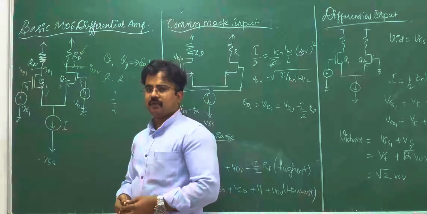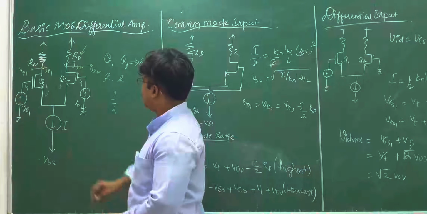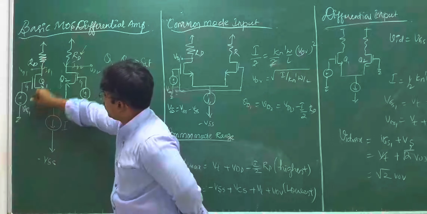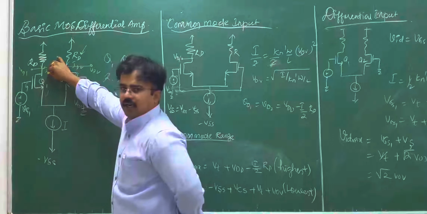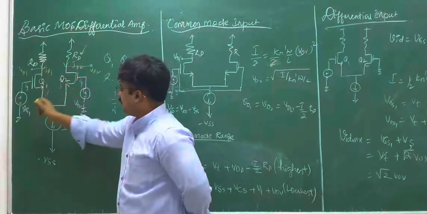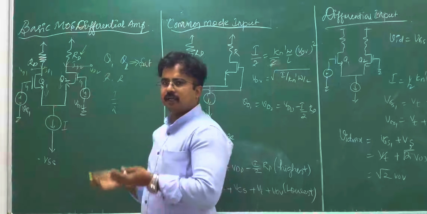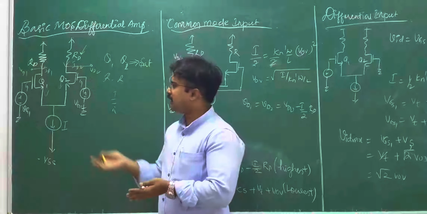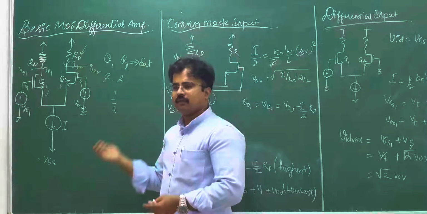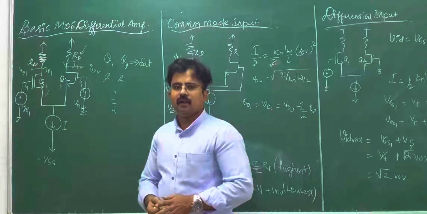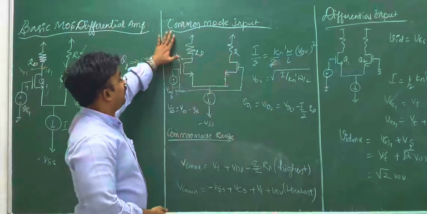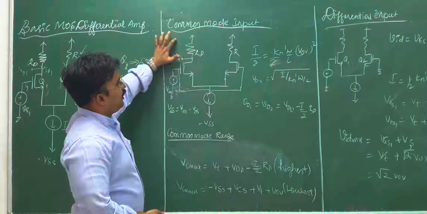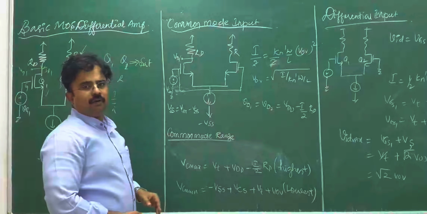Whether to connect a common input or a differential input, we are going to analyze the circuit. The first thing here is, if VG1 is increased, the current will increase correspondingly. If VG1 is increased, VG2 should be decreased, and we will understand these things in the differential working principle. Now we will go to the next thing, the common mode input voltage.